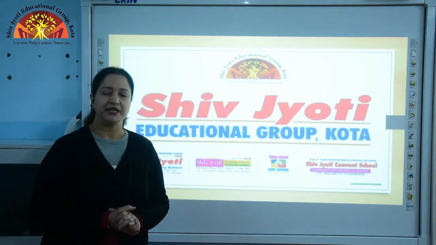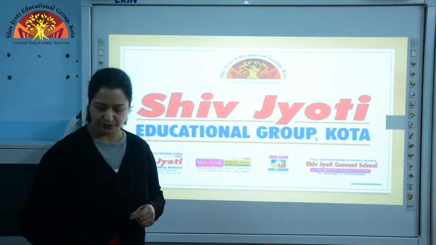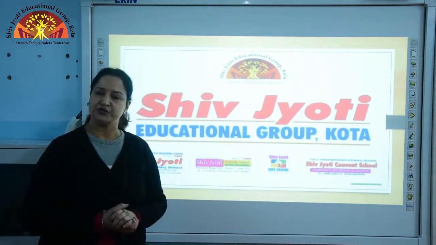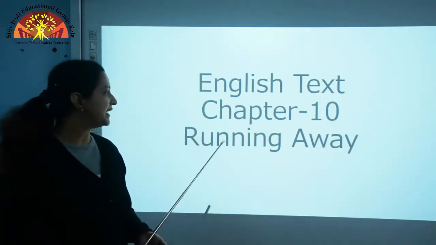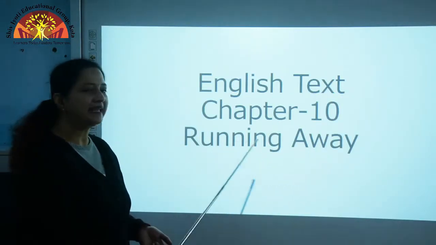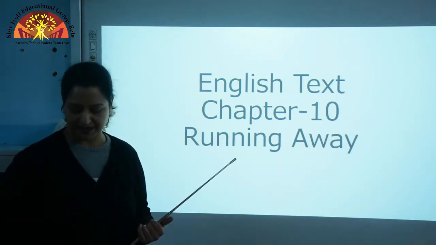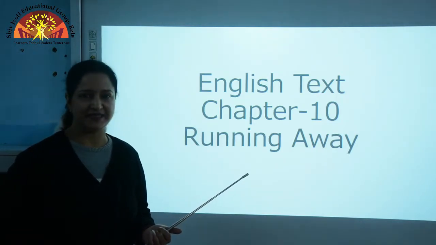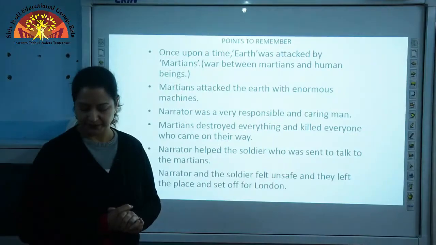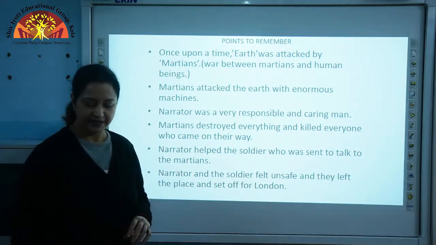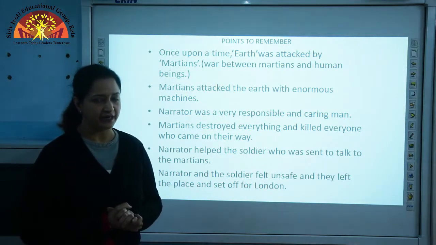Today we are going to revise the English reader book, Gulmohar, Language for Life. Let's start with chapter number 10, Running Away, written by H.G. Wells. Open your books on page number 91. This is chapter number 10, Running Away.